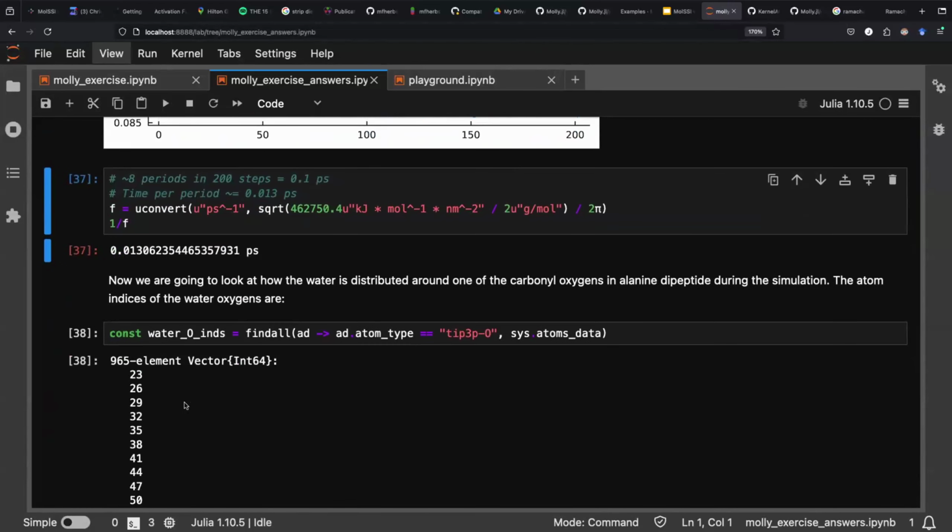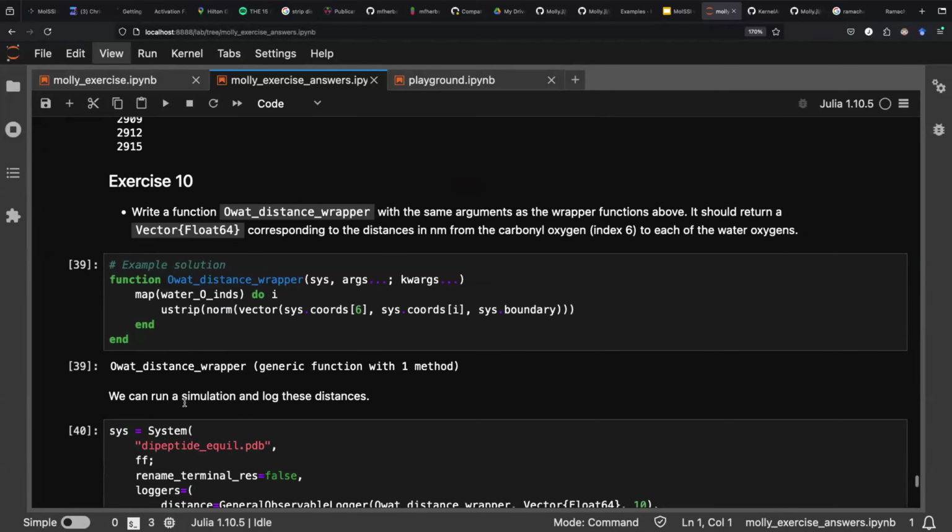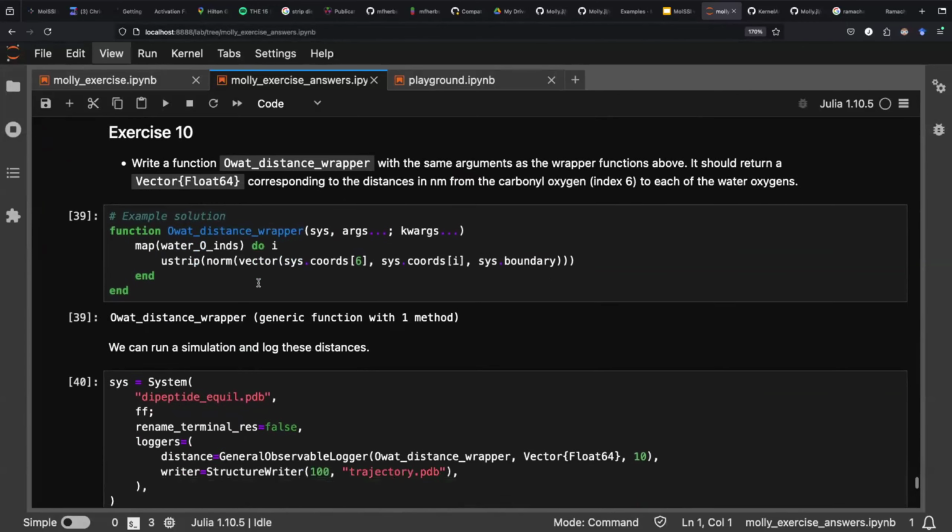Okay, so now we can look at how the water is distributed around one of the carbonyl oxygens. So we can create a function to log the distances. It could look something like this. There are various different ways you could have done this as well. You could have created an array and pushed to it. You could use broadcasting. Many ways.